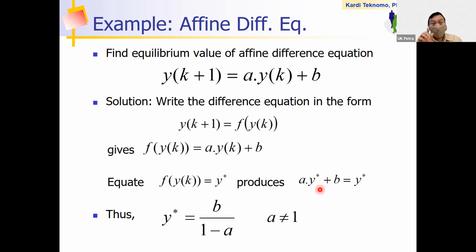Why should we do it this way? Because remember, we want to know the constant. Equilibrium means the constant solution, fixed point, right? What does that mean? Meaning y_{k+1} is y star, y_k is also y star, right? Even y_{k-1} is also y star. So all of these are y star. So that's why this is the constant solution. So after that, you just do it algebraically. You see, a times y star plus b equals y star. So y star is b divided by 1 minus a. Of course, because this is 1 minus a, a must not be 1. Okay, you get the equilibrium. Okay, easy.